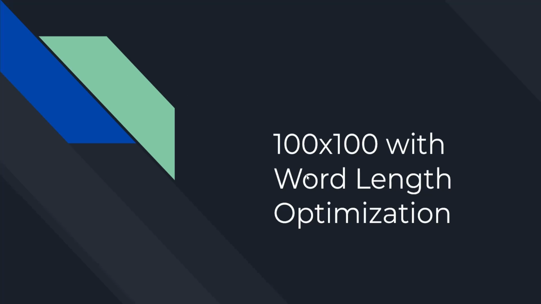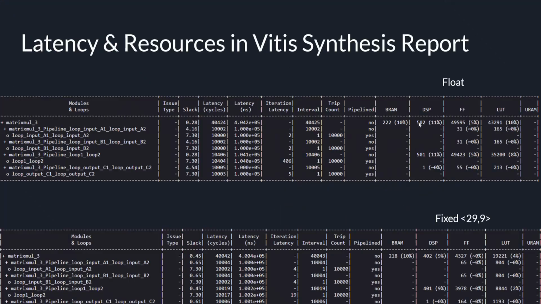So now we've implemented word length optimization. So we used float earlier, and now we're using fixed 29,9. So as you can see, the resources have reduced from 10, 11, 5, 10 to 10, 9, 0, 4. The flip-flops are significantly reduced. We can further reduce these resources if we use a smaller word length, but the only trade-off there is we'll get a bigger RMS error. So if we can afford that, it is fine. We can use a smaller word length.